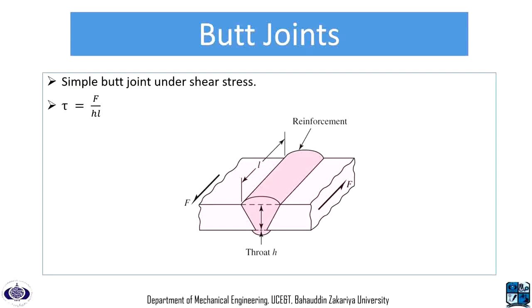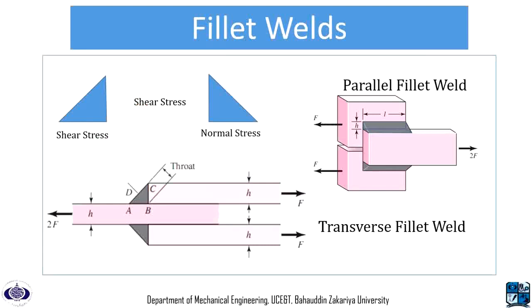In this slide, we have a butt joint under shear stress. And the formula for shear stress is F over A. Once again, the cross-sectional area will be equal to H into L, where H is the throat of the weld and L is the width of the weld. We have learned about the butt joint or groove weld under normal stress and shear stress. Now we will be talking about the fillet weld.